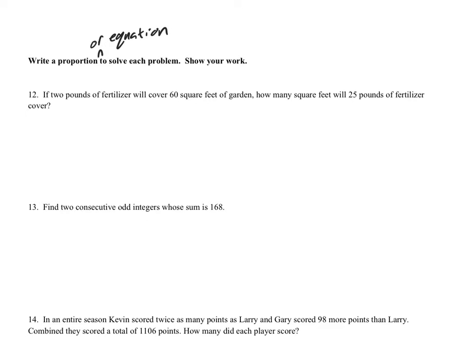So we want to show our work and define our variables. We kind of need to do three things, right? Typically, we define our variables first, then we write our equation or proportion, then we solve and show our work. So we're going to do those three parts for each of these problems.